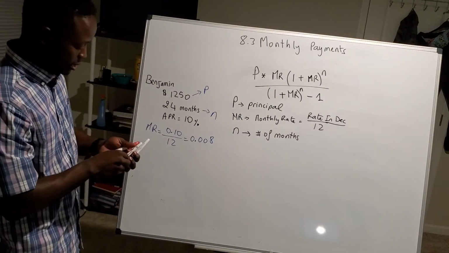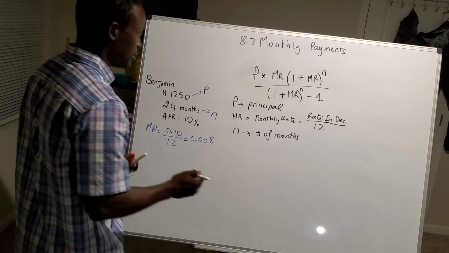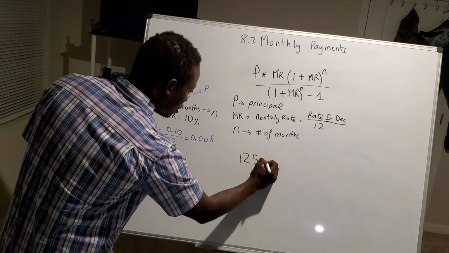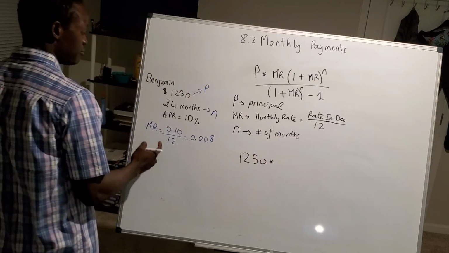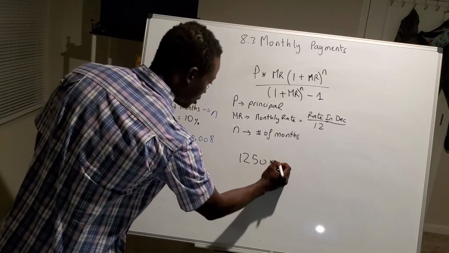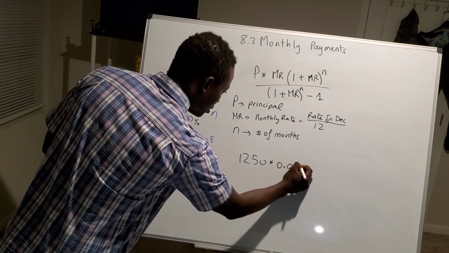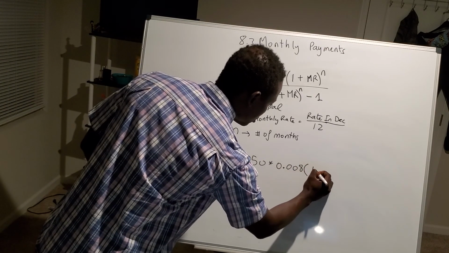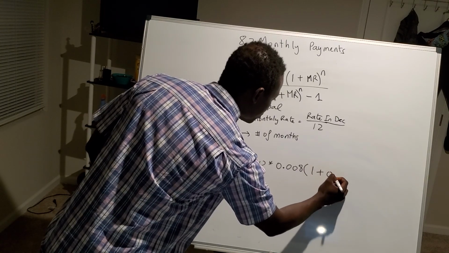So let's get started. The first thing I'm going to do is the principal, which is $12.50 times monthly rate, which is 0.008, and then 1 plus 0.008.